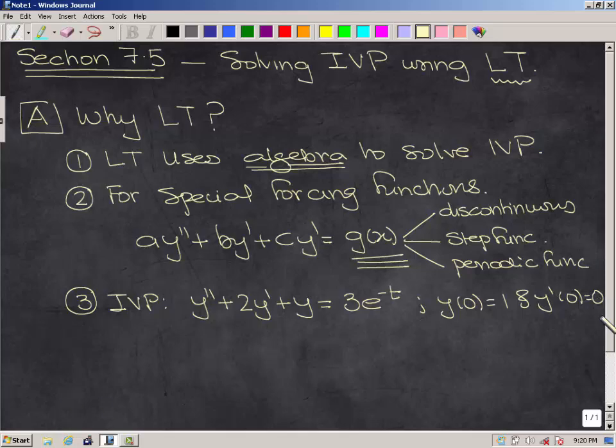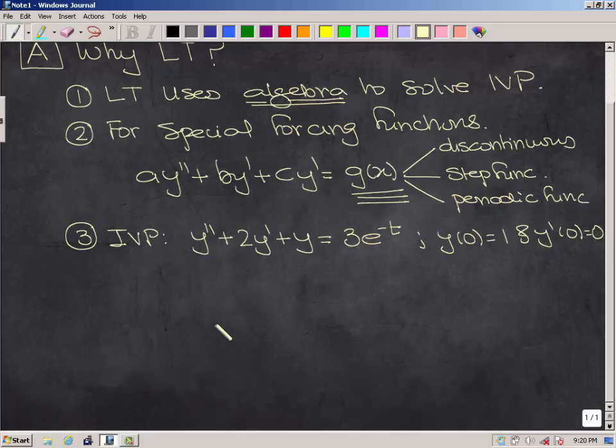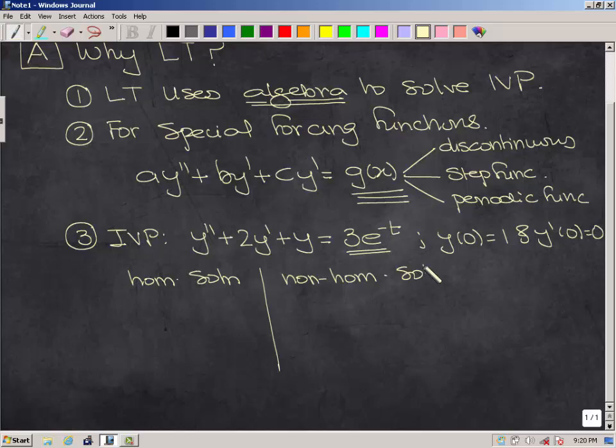Now, how would we have solved this problem using techniques from chapter 4? First of all, it's non-homogeneous. We have a forcing function. So we would have solved this problem how? First, we would have found the homogeneous solution, and then we would have found the non-homogeneous solution, correct? That would be the first step. Actually, let me write them down. I'm not actually going to solve this.